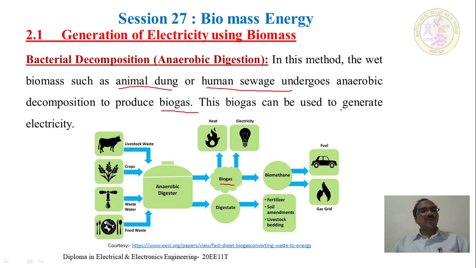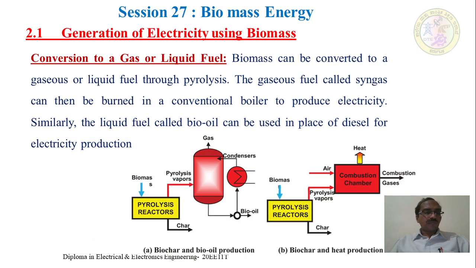It can be used to generate electricity, or it can be used as a fuel also. And then we have conversion to a gas or a liquid fuel. Whatever biomass is there, first we can get it converted into a liquid or a gaseous fuel by using what we call pyrolysis. We have shown it in these small pictures over here. Either it can be converted into bio oil, which is a liquid form, or it can be converted into gases.